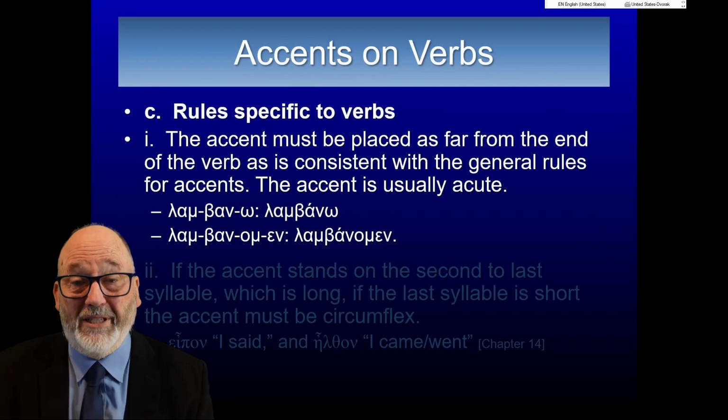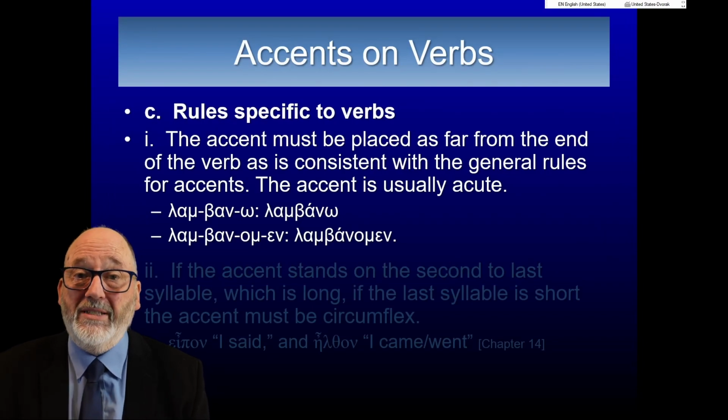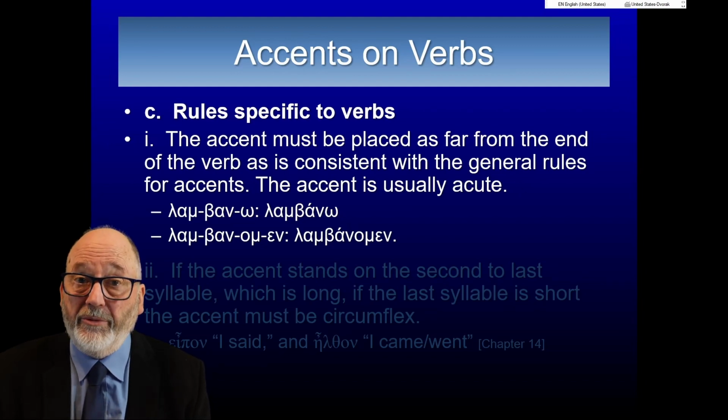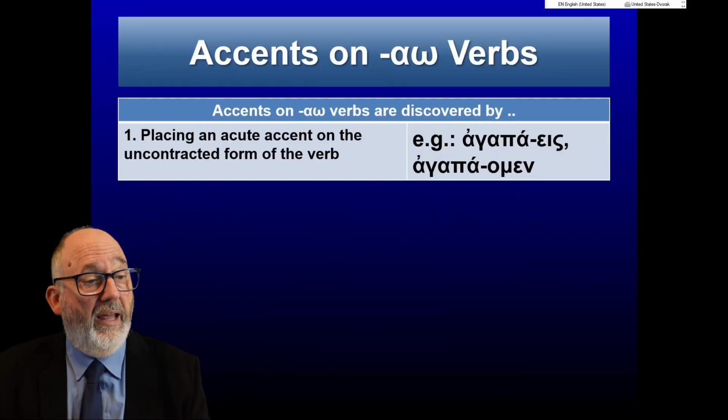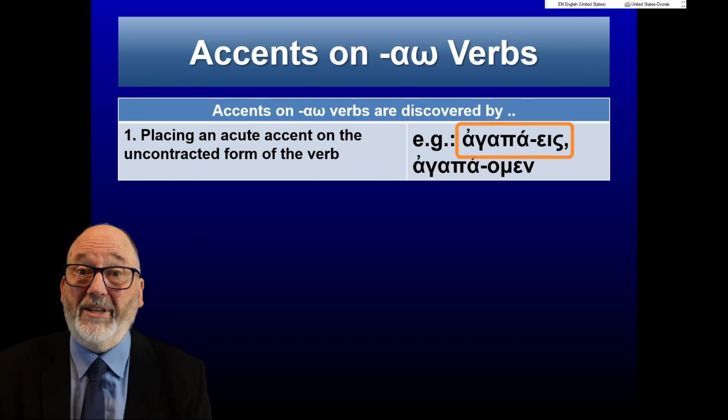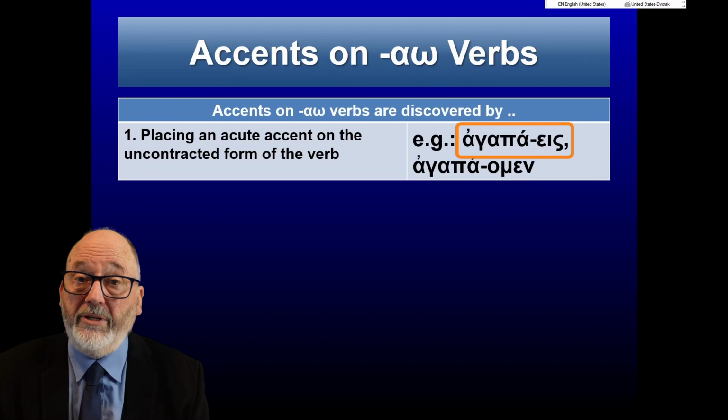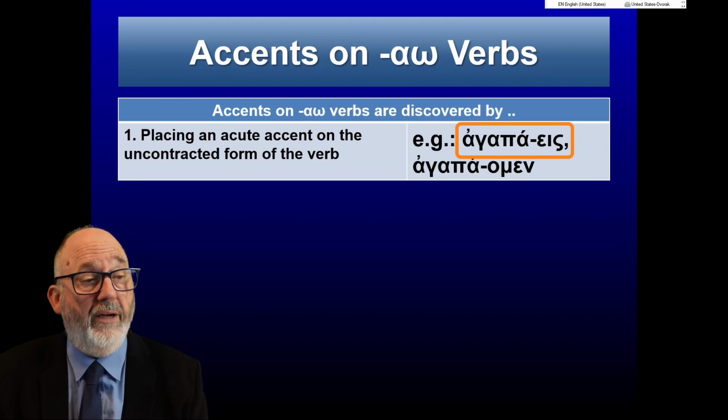Now, there are rules specific to verbs, and the rule is this: the accent goes as far from the end of the word as is possible given the general rules for accents. So what does this mean for ἀγαπάεις and ἀγαπάωμεν? Well, the epsilon iota is long, so the acute accent can go only on the last 2 syllables, which means it goes on the alpha of ἀγαπάω.